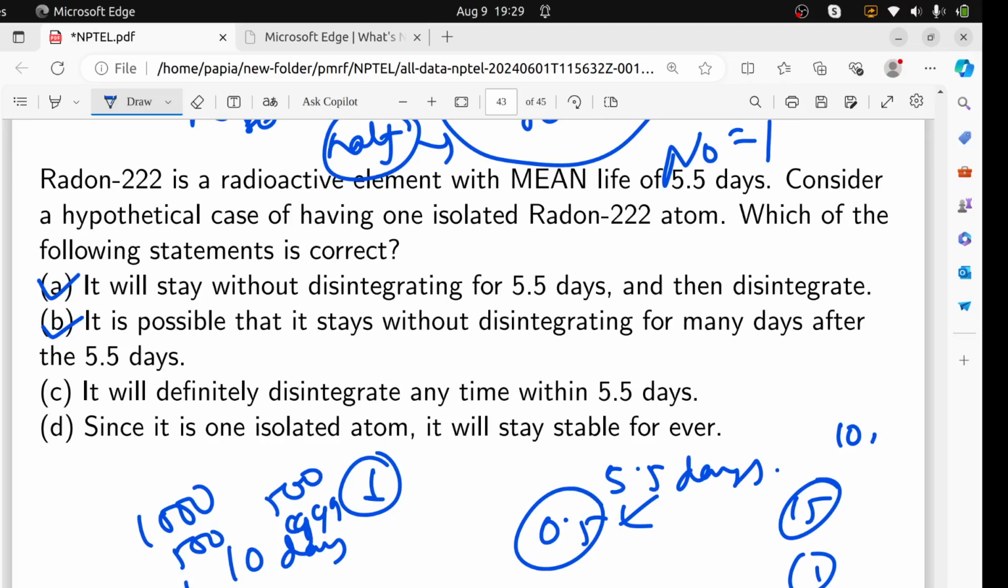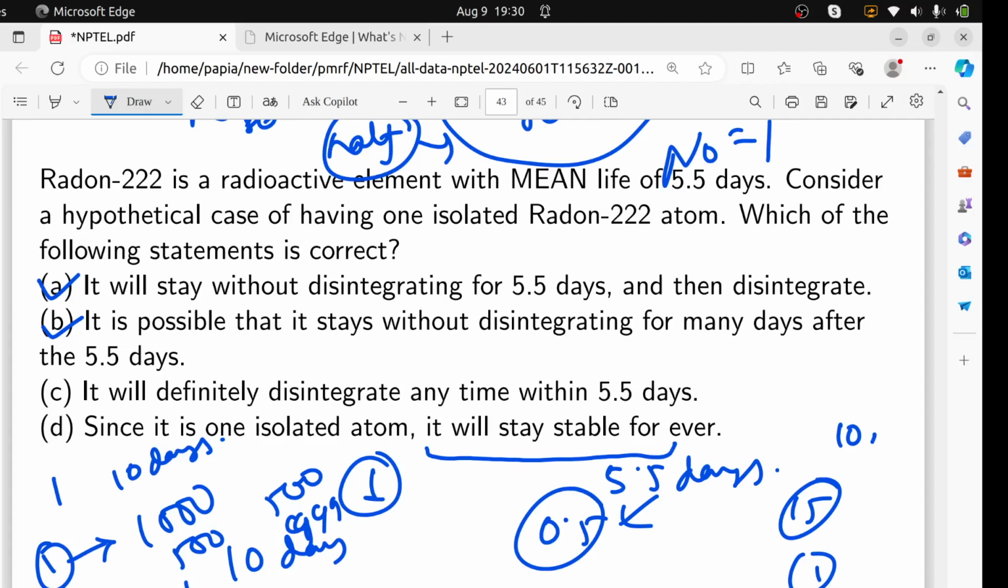Yes, ma'am, but that's for a sample. We are only talking about an isolated radon atom. So radon atom, it's okay. I was talking about 1000 because of the integer numbers and all. Let's right now talk about one only. For this case also the same thing will be there. Let's say it is a 10 days half-life. So one particle is there, and the claim that it will stay stable forever will not be the correct one, because it will decay, but obviously there is some probability to decay within 5.5 days, or there is some probability it will decay after 5.5 days.